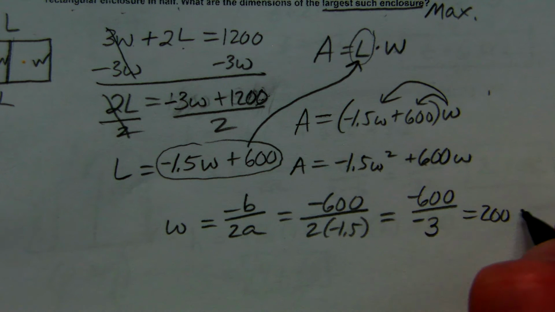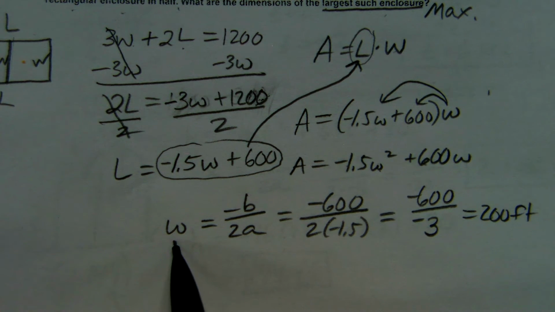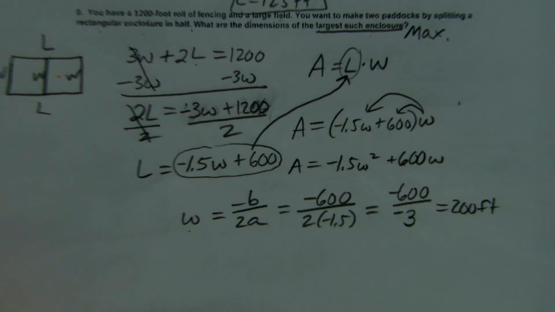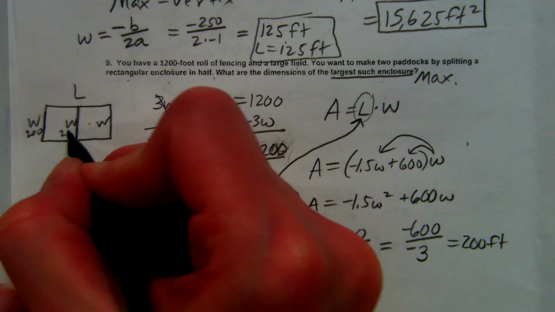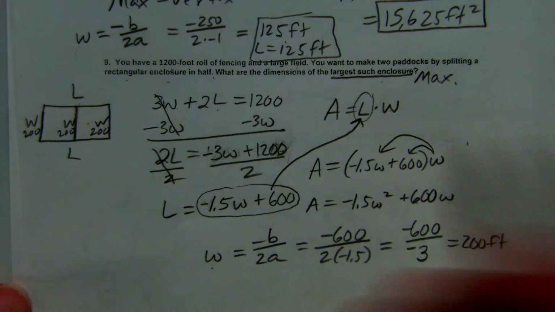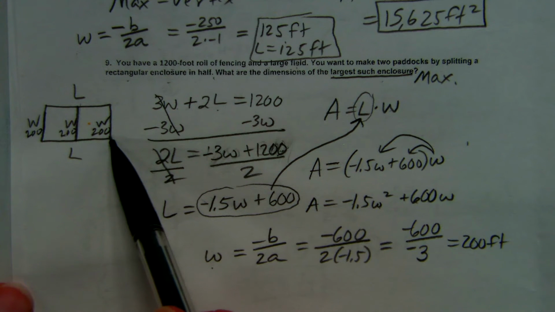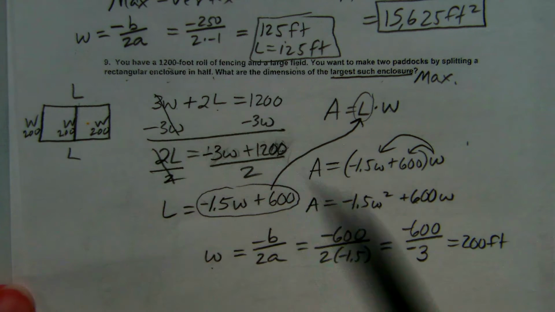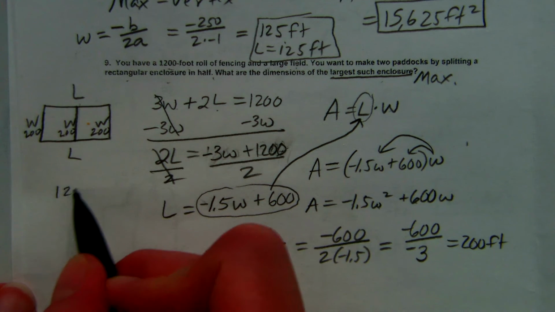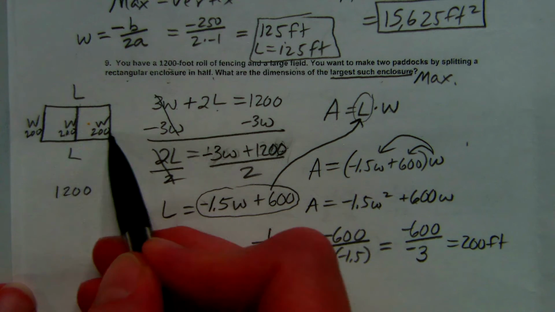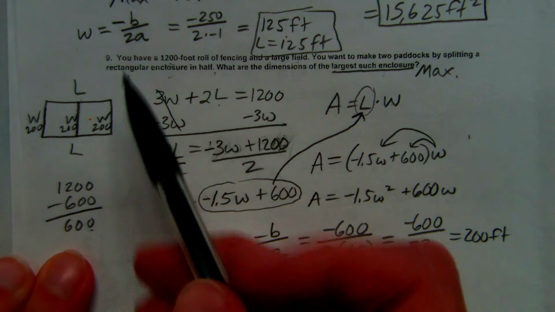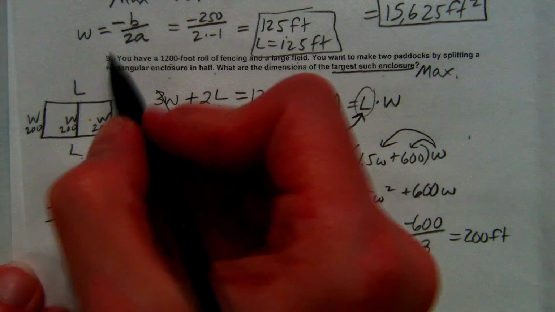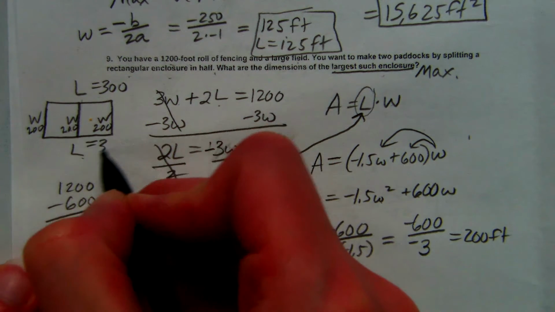And this was in feet. So 200 feet would be the width. So let me zoom out and go back to our picture. So that means we have 200 here, 200 here, and 200 here. So we've taken care of 600 feet out of the 1,200. So if you go back, we had 1,200 to start with, and we have 200, 200, 200, which is 600. That means that we have 600 left to do this length and this length. And so those would both be 300.